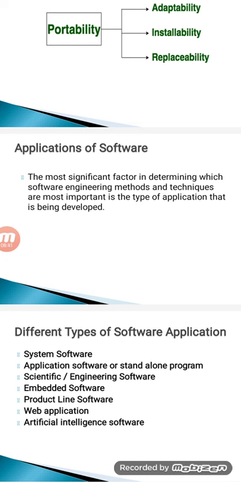Okay, then the next one is artificial intelligence software. This includes robotics, expert systems, pattern recognition, image and voice, then artificial neural networks, game playing, theorem proving. All those complex problems would be carried out here in the case of applications of software.